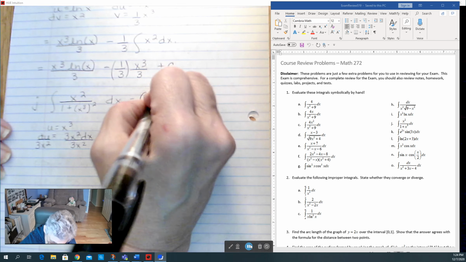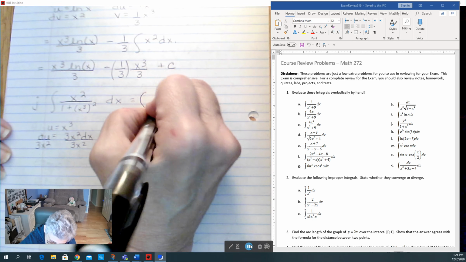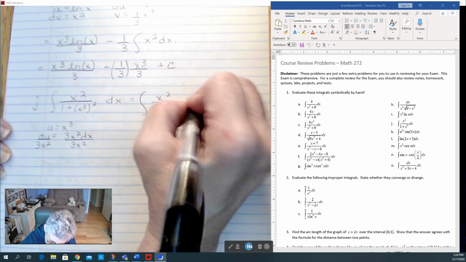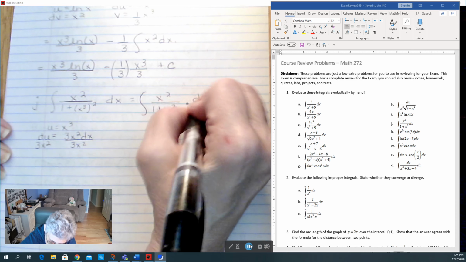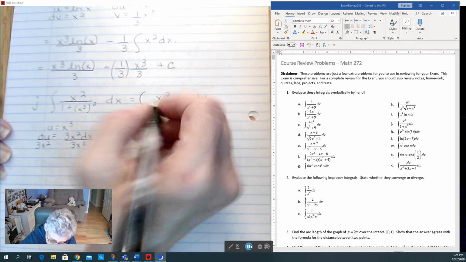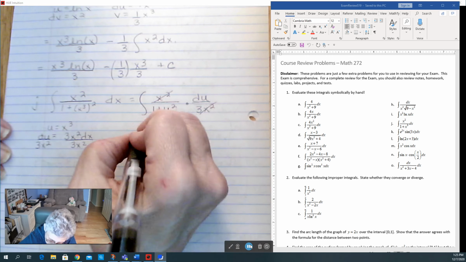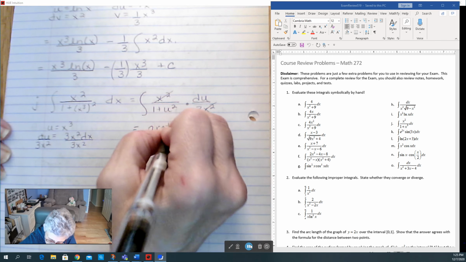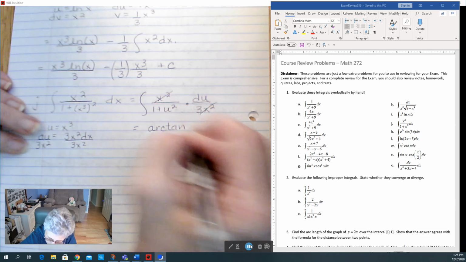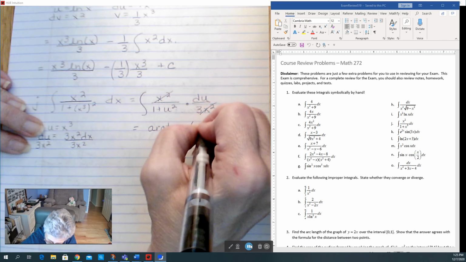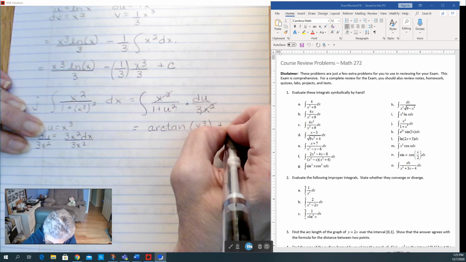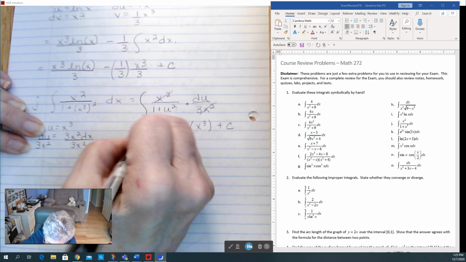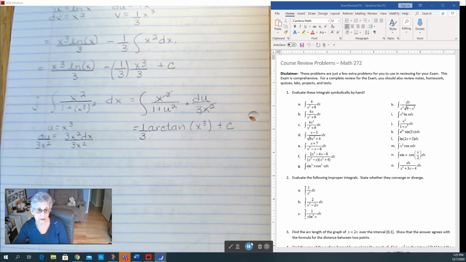We have the integral of x squared over 1 plus u squared, du over 3x squared. Those go away. So we have the arctan or inverse tangent of u, and u happens to be equal to x cubed, plus a constant, and don't lose that 1/3 sitting out front. Okay. Easy enough.